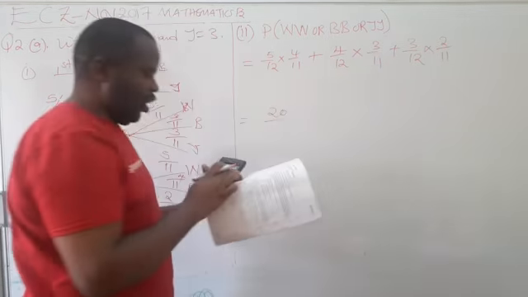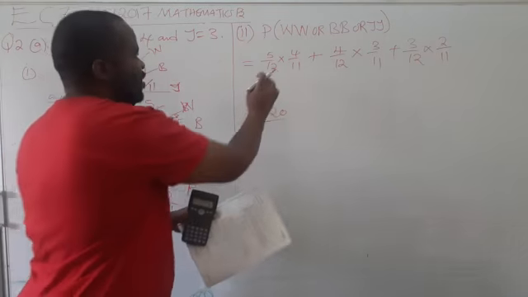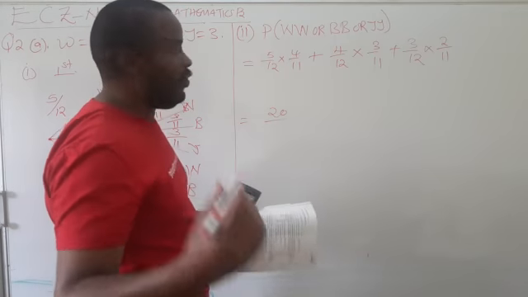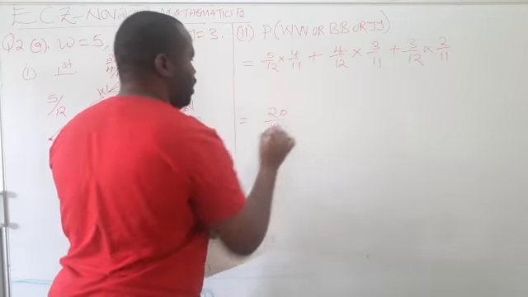Please, if you are not sure, you can use your calculator. Then you say 12 by 11. This is paper 2, so make use of your calculator. You say I have 132.